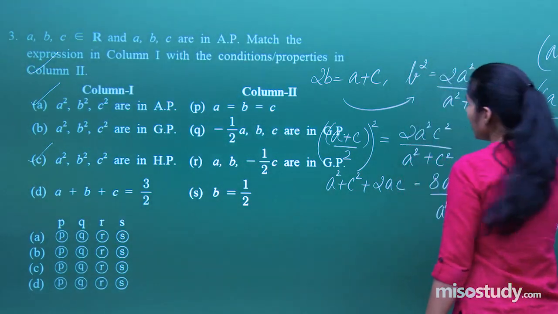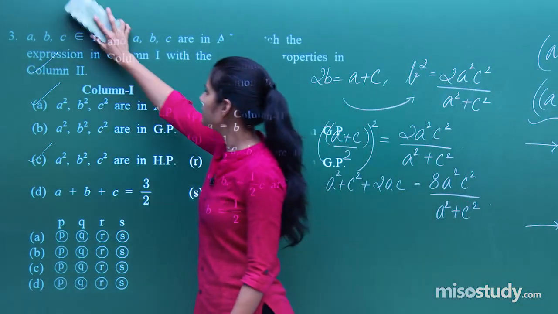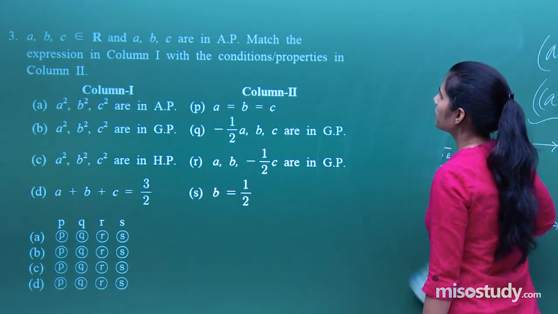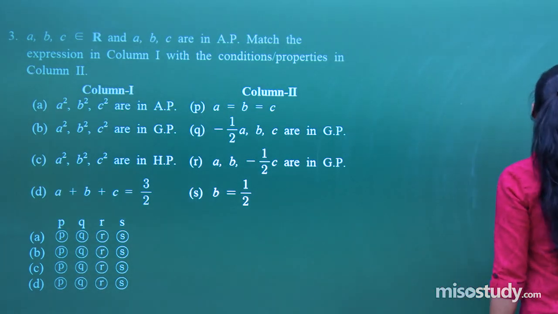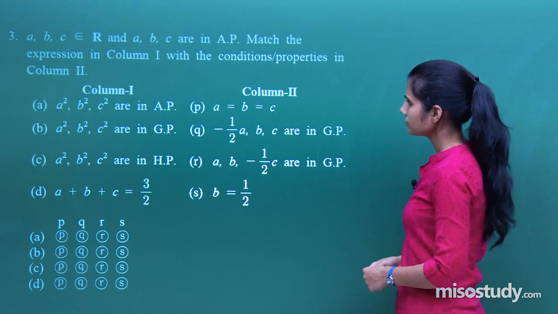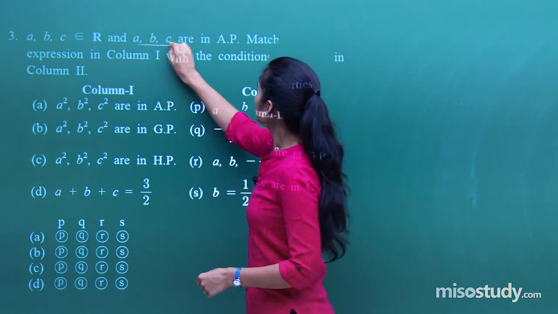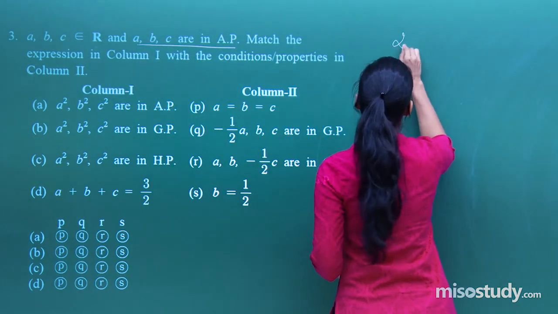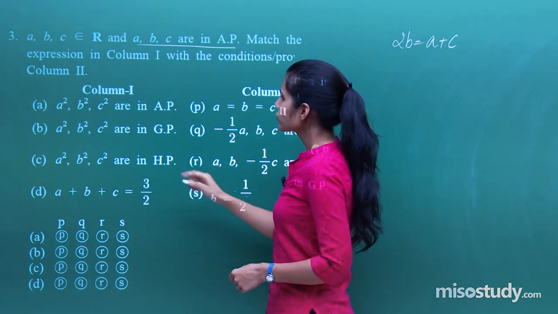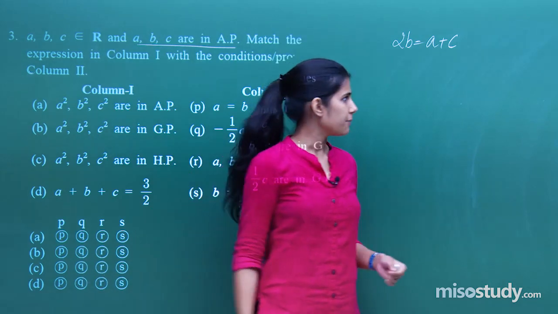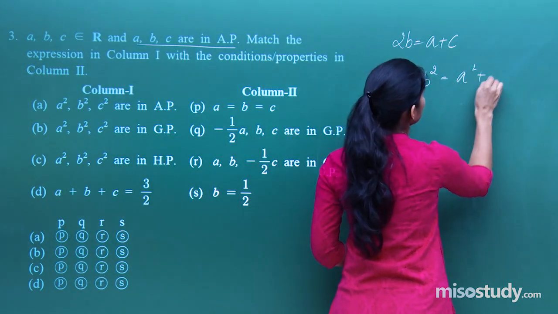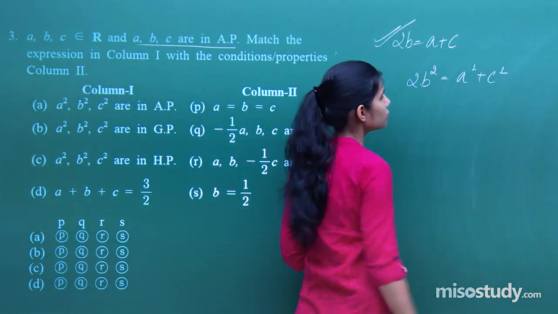That A, B, C are real numbers and A, B, C are in AP. Match the expression in column 1 with the properties or conditions in column 2. Let's see how do we need to tackle this question. So A, B, C are already given in AP. That means twice of B equals A plus C. A square, B square, C square are also in AP. That means twice of B square equals A square plus C square. This is already given to you.